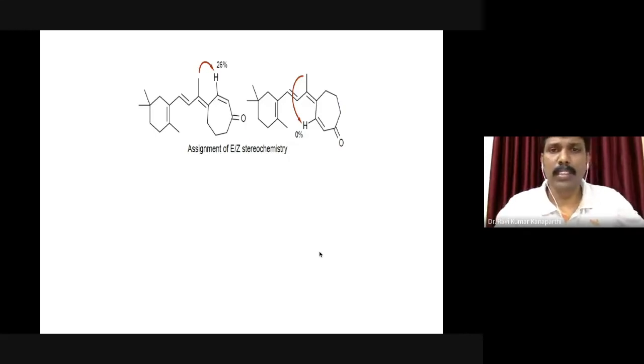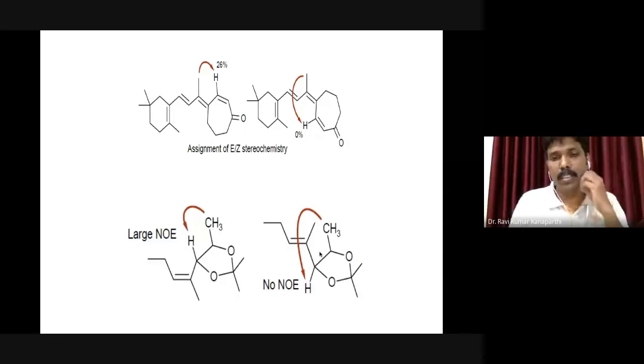Another example of this kind. So there are several examples of our interest. This is what I was talking about. For a chemist, assigning the stereochemistry is what is important, and in that respect, NOE is a really helpful technique.